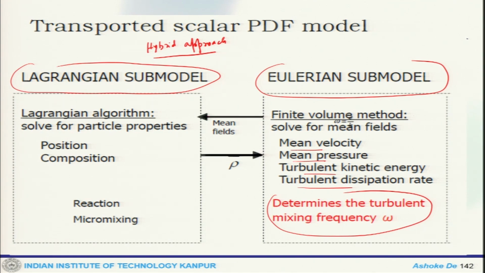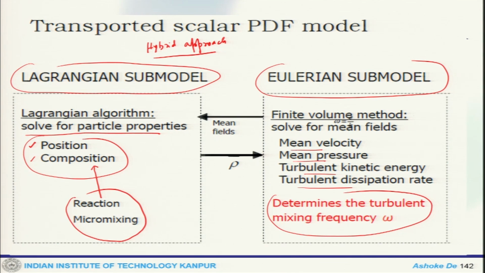For the Lagrangian submodel, you look at individual particles. What do you look at? You look at their position, how it changes due to the randomness and, on top of that, the combined effect of the mean fields and the randomness, and also the change in the composition. These are the two very important things. The change of composition is obviously impacted by reaction and micro mixing, so these are also important submodels in the Lagrangian framework.